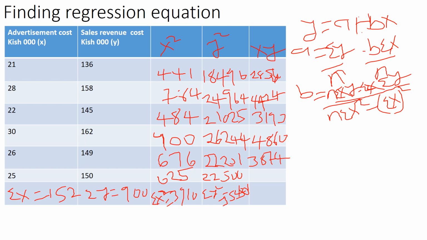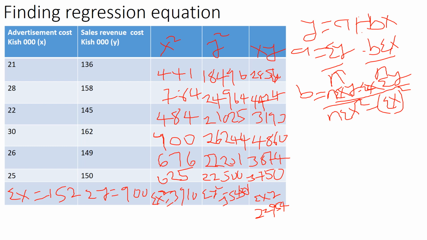And then 25 multiplied by 150, we get 3,750. So if we sum these, we get the sum of xy being 22,954.